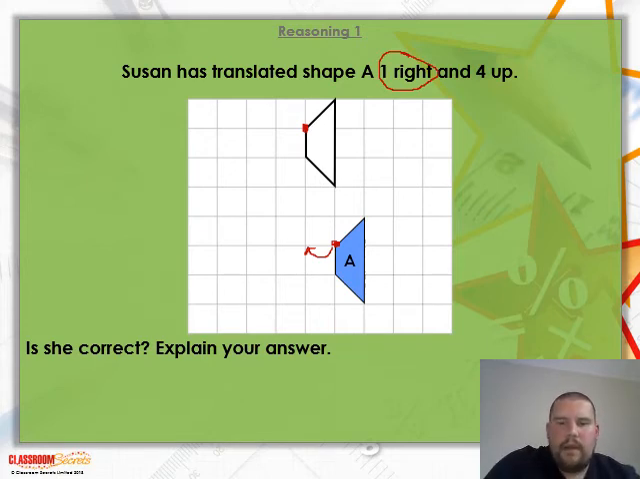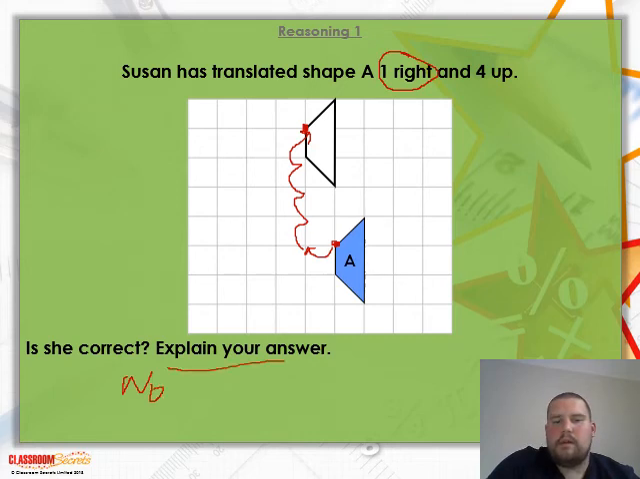Okay, and then how many up do we need to go? 1, 2, 3, 4. So that is correct. So is she correct? No. Explain your answer. Why is she not correct? Because we need to go 1 to the left and 4 up. Okay, so nice and simple, just left, right, up, down for today's lesson.